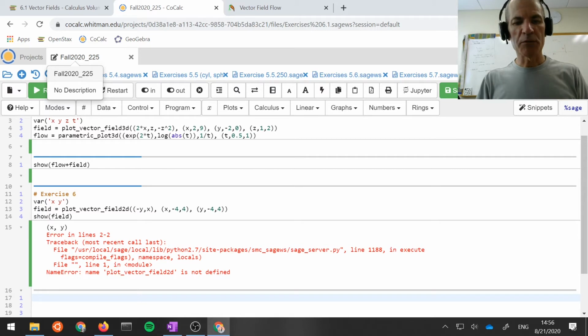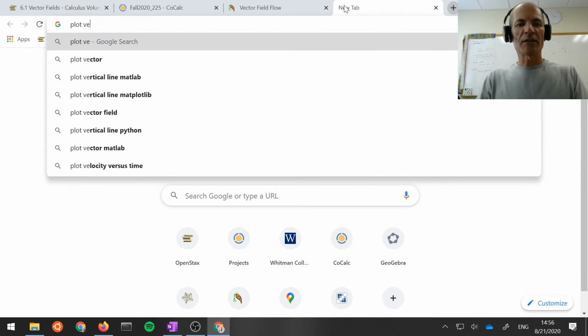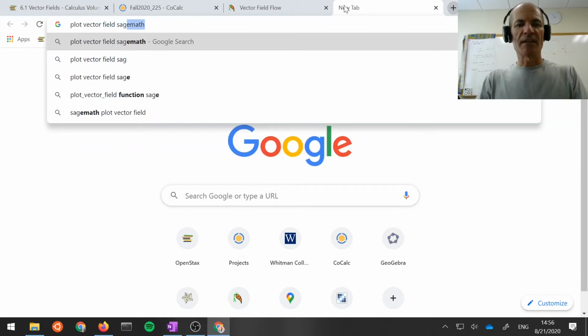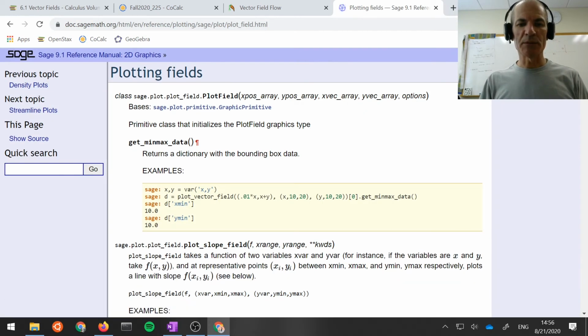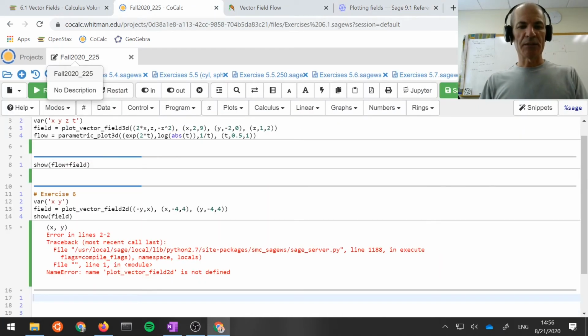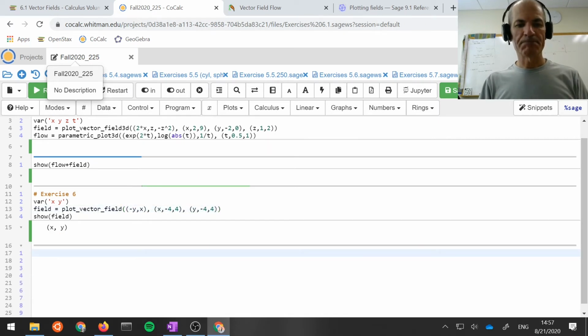So plot vector field 2D is not defined. We have a solution for this. Plot vector field Sage. Just punch that into Google. Click on plotting vector fields, and there we go. It's plot vector field, not plot vector field 2D. So I'll get rid of that little 2D right there, and we'll hope for the best. And it's grinding away.